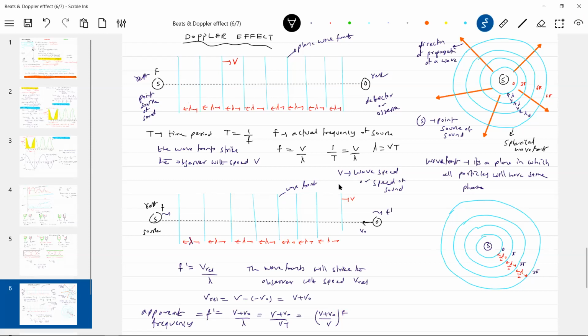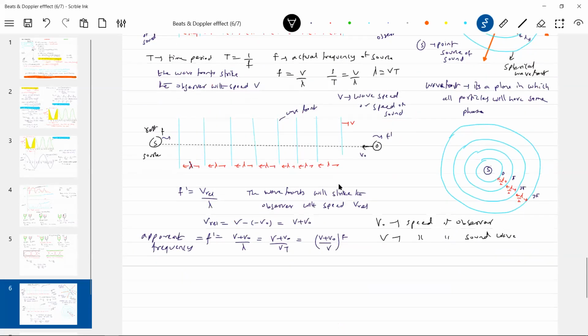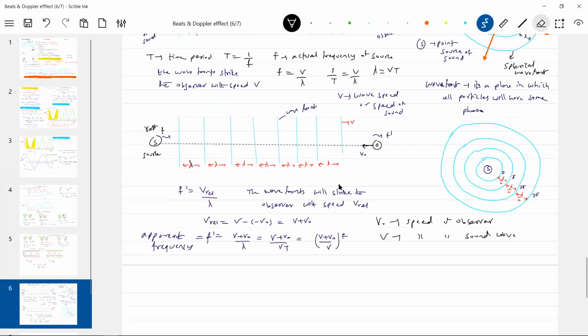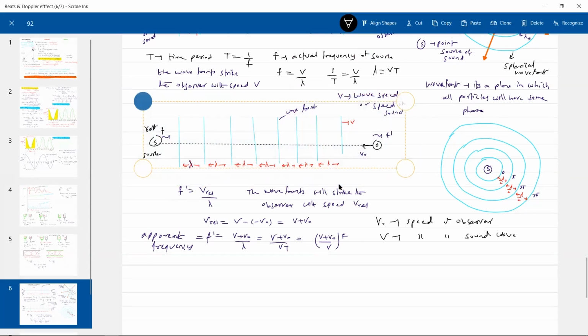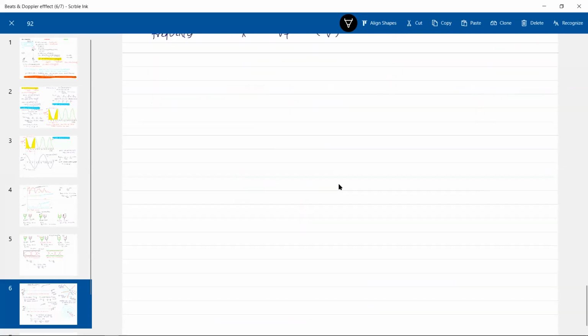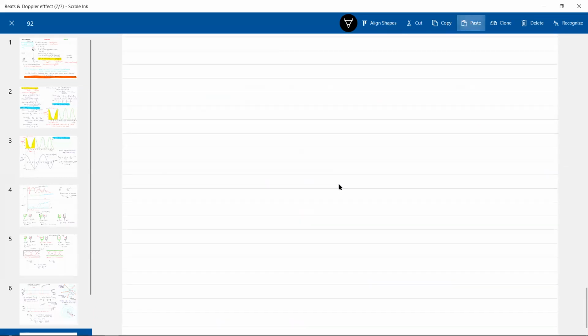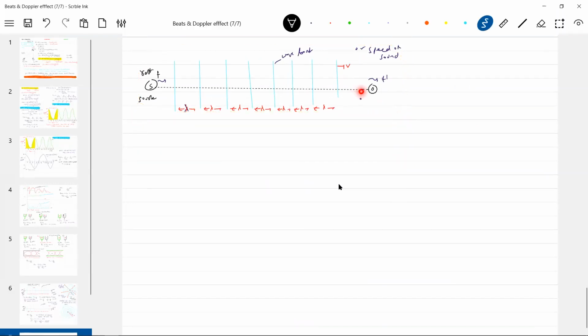What is v naught? V naught is the speed of the observer. What is v? Speed of the sound wave or signal. And now if the observer moves away, will you make any changes here? If the observer moves away, here I'll make changes. The observer, in fact, will move away now.